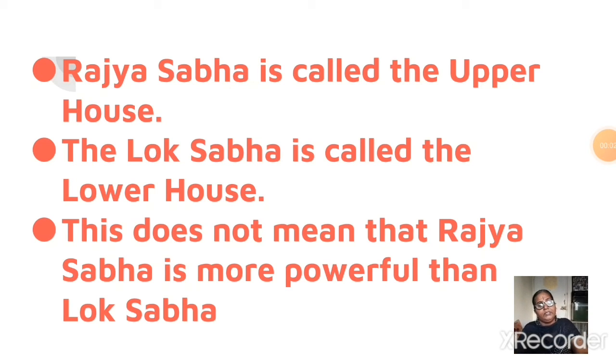Children, one more thing I wanted to tell you is that Rajya Sabha is also called the upper house or upper chamber. Don't think that because it is called the upper house, Rajya Sabha is more powerful. Rajya Sabha is called the upper house or upper chamber, and Lok Sabha is called the lower house or lower chamber. But it does not mean that Rajya Sabha is more powerful than the Lok Sabha. Not at all. In fact, these terms, upper house and lower house, are just an old style of speaking, and not the language that is used by our constitution. Am I clear?